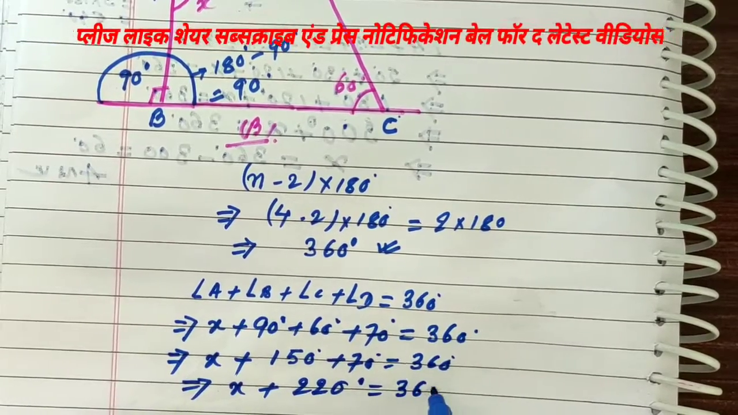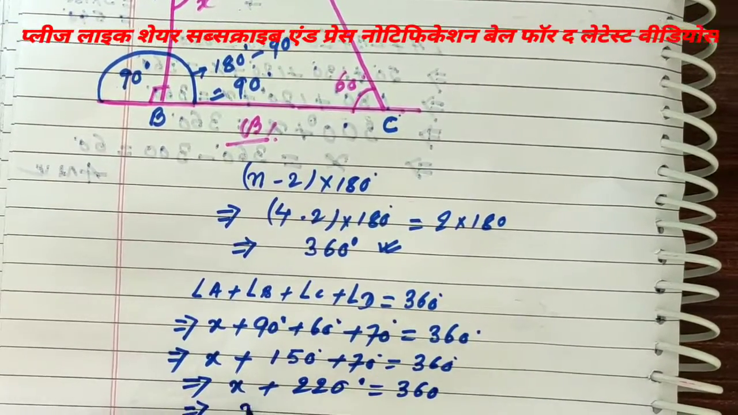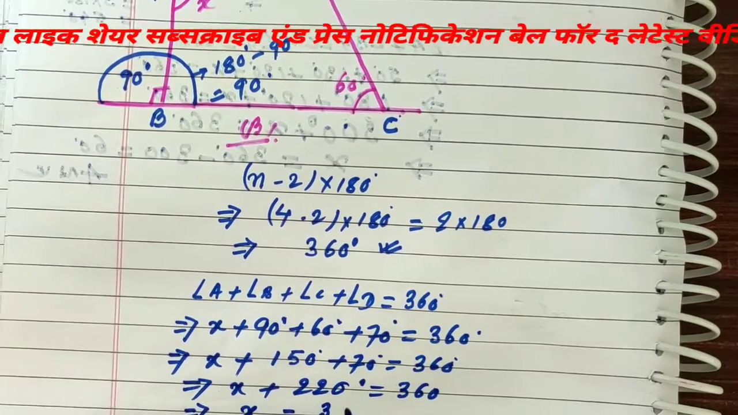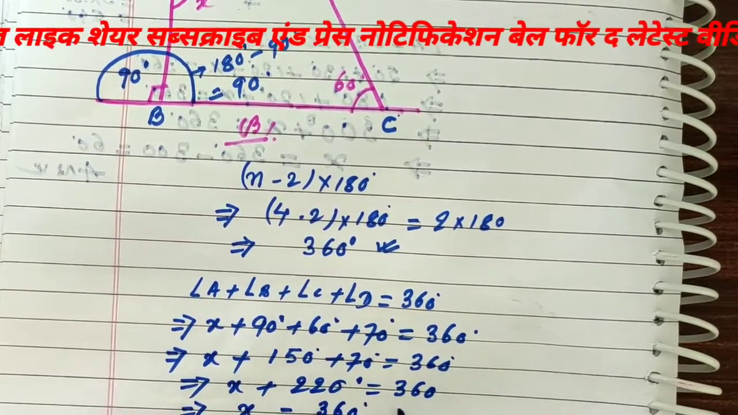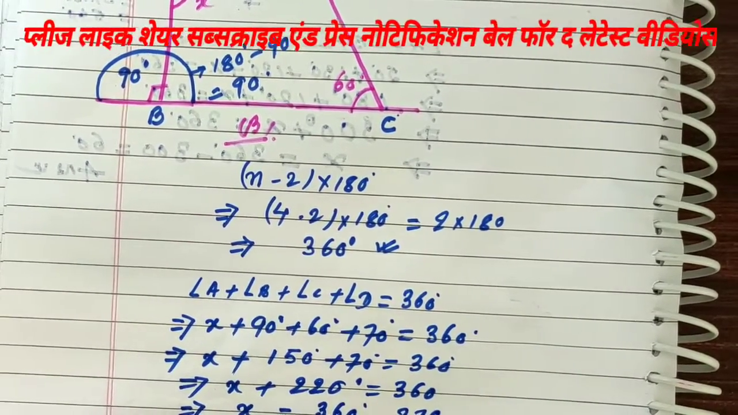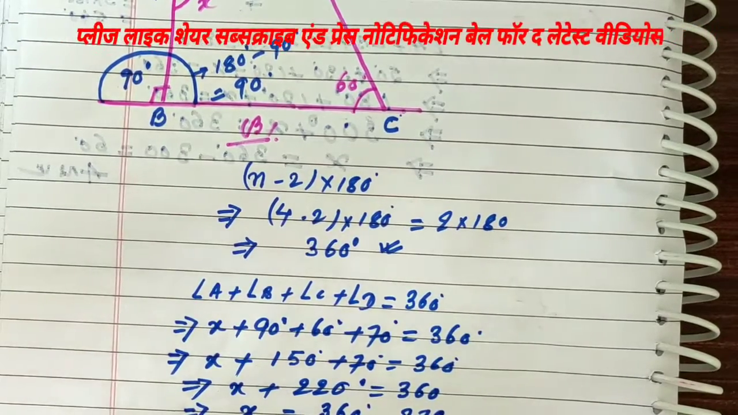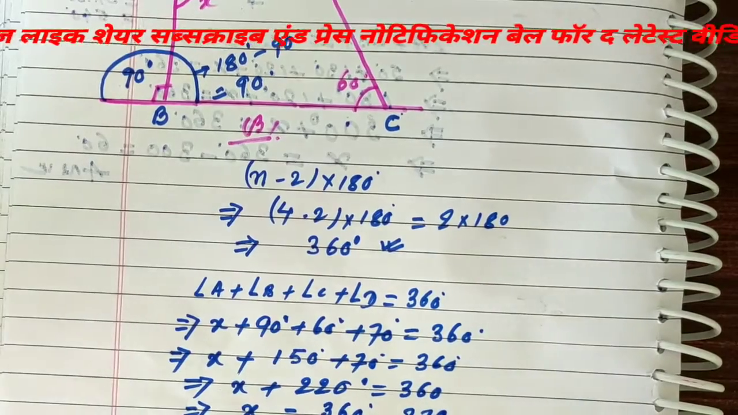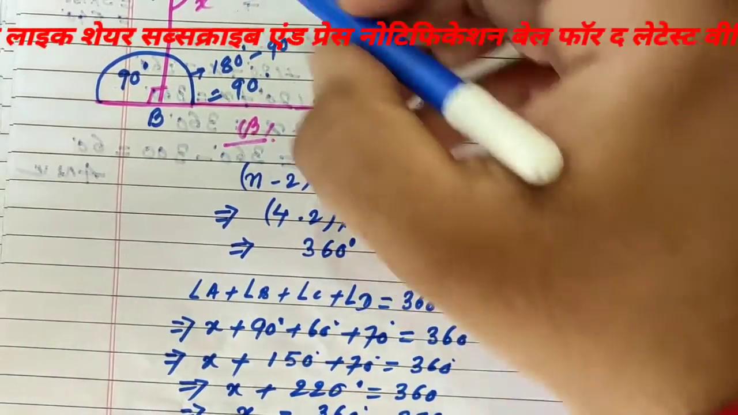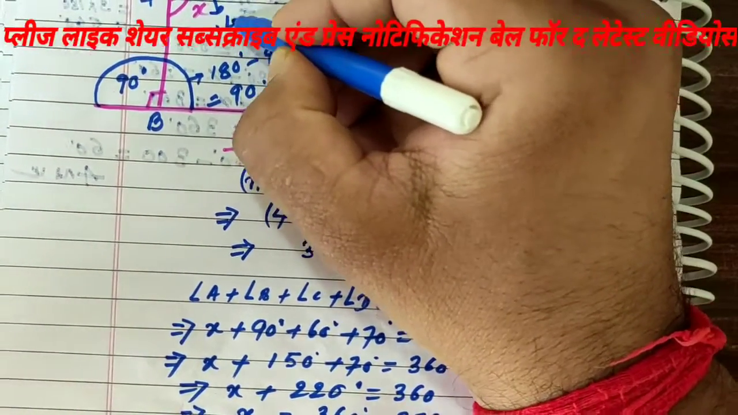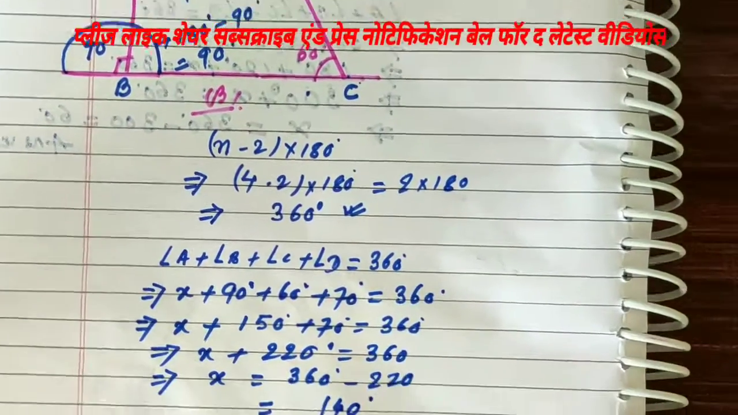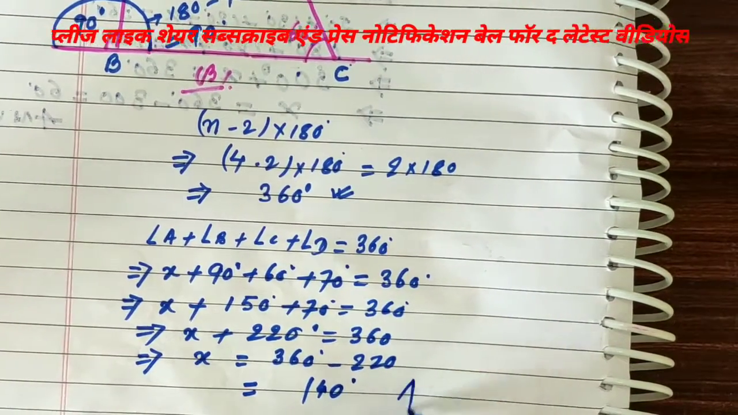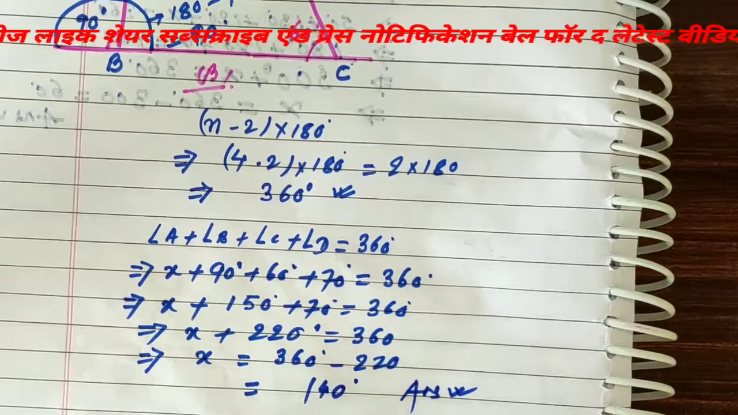220 is equal to 360. We have to do the maths in a very easy method, so every student or every viewer of my YouTube channel will be able to understand this question very easily. 140. This is the answer for angle A. So this angle is equal to 140 degrees. Clear? This angle is equal to 140 degrees.